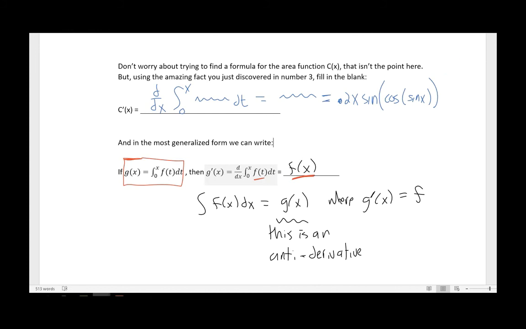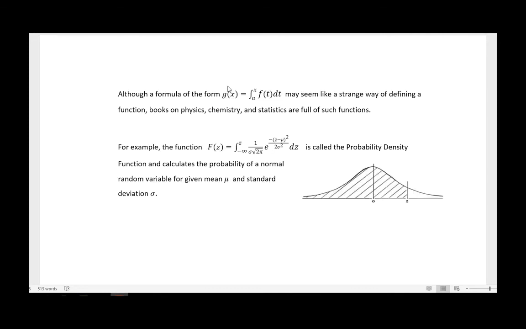But I want to point out to you that there are some applications, many applications actually, in the physical sciences, in chemistry, astronomy, optics, even statistics, probability, where we actually have an integral defined function. Let's take a look at a couple of those. So here's one example of an integral defined function.